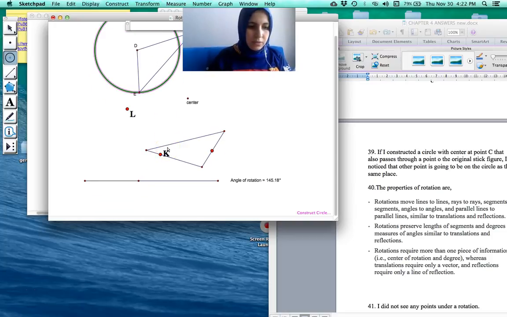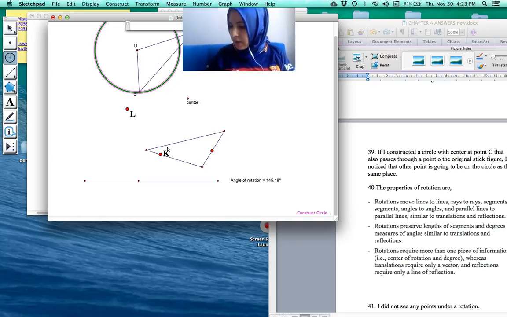I noticed that when I dragged many points on the pre-image, there is nothing different on the image. And I create a circle which is centered on one of the vertices of the pre-image. There are points which are on the image.